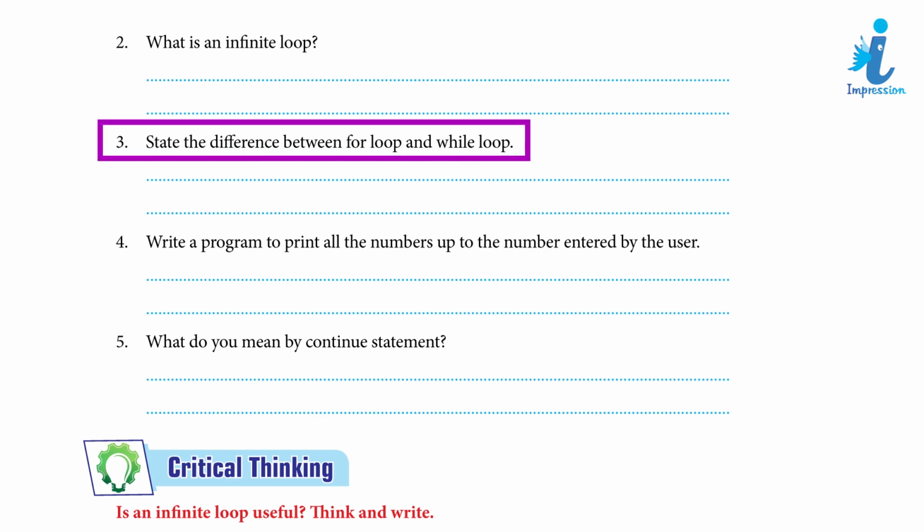3. State the difference between for loop and while loop. Answer: Difference between for loop and while loop. For loop: 1. The for loop is used to repeatedly iterate over a sequence value. While loop: 1. In the while loop, if the specified condition is true, a series of statements will be carried out. For loop: 2. The for loop is also called a counting loop. While loop: 2. It's referred to as a conditional loop.